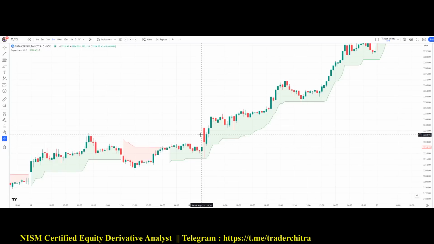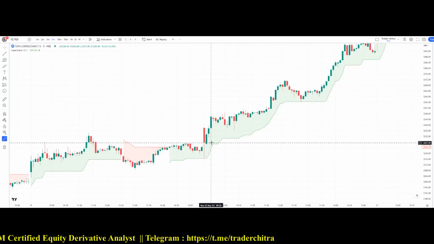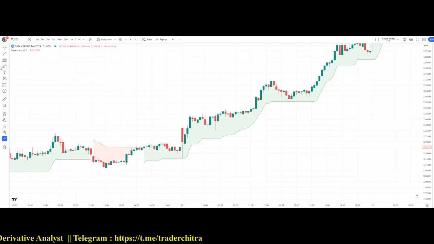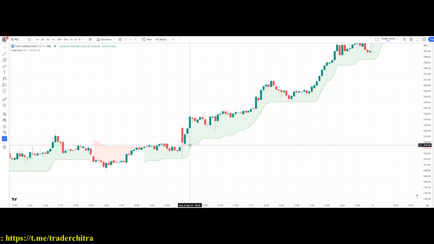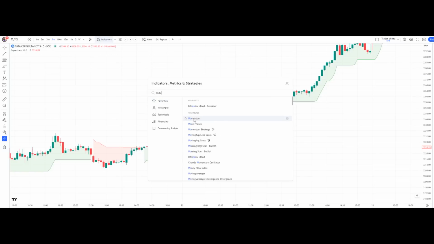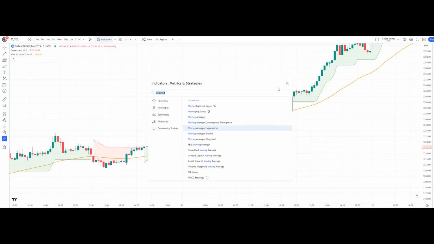So simply, if the price is above the SuperTrend, that is green, this green line acts as the support. Okay, and when we are entering into the short trade, this red line acts as the resistance. So in order to enter into the long and short trade, we want to add one more indicator, that is moving average exponential.